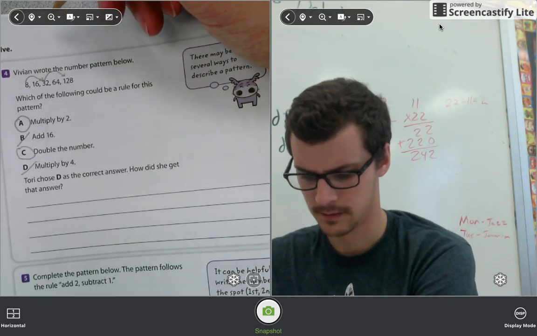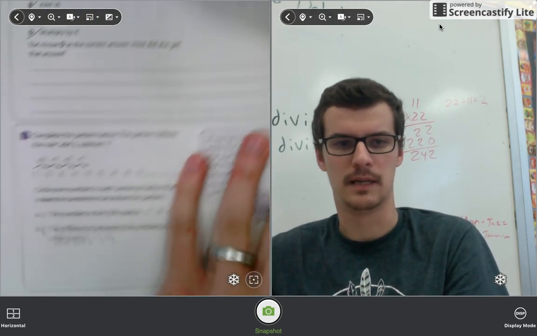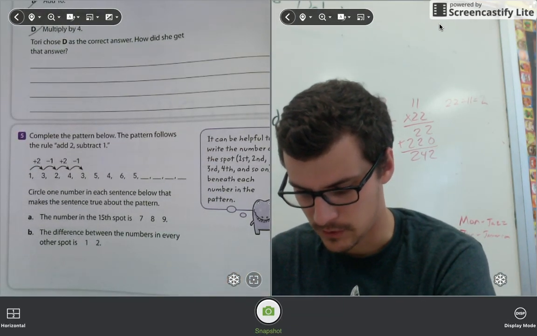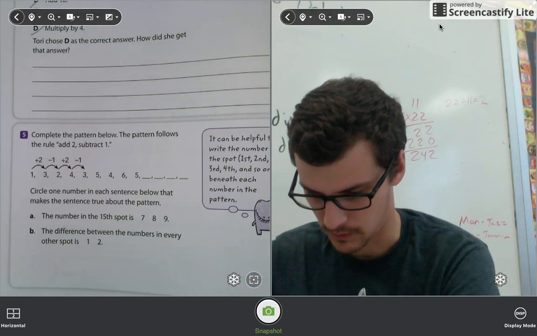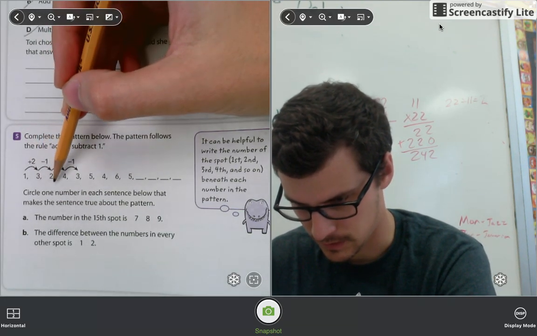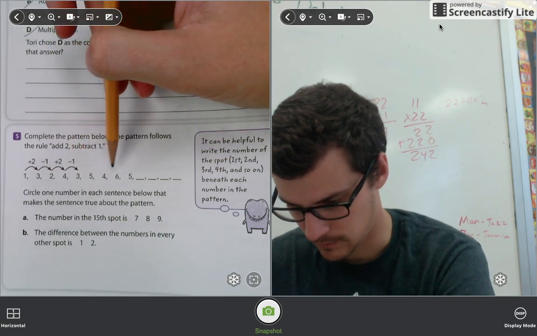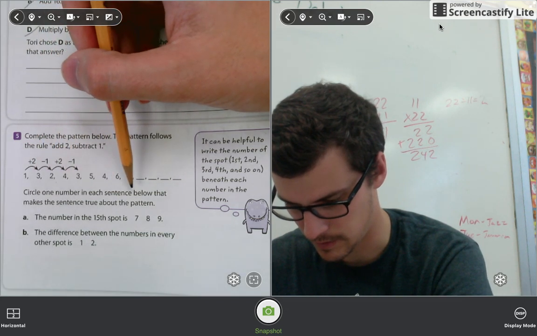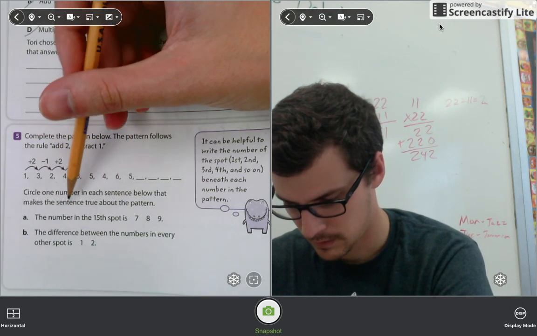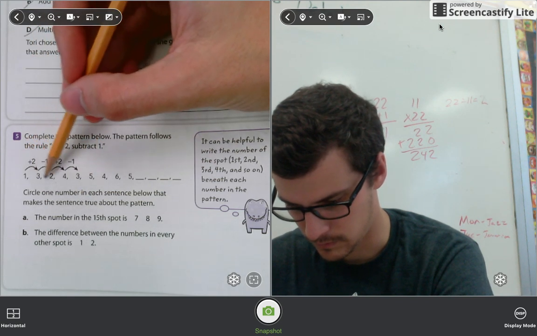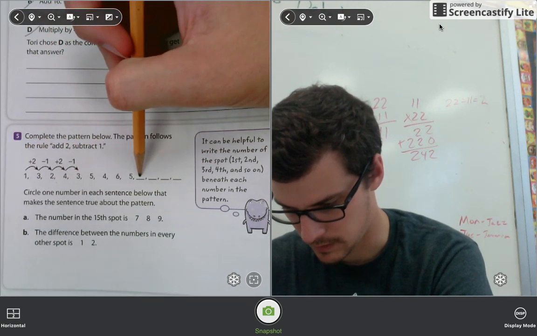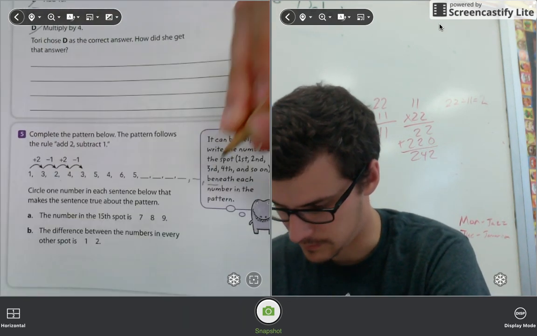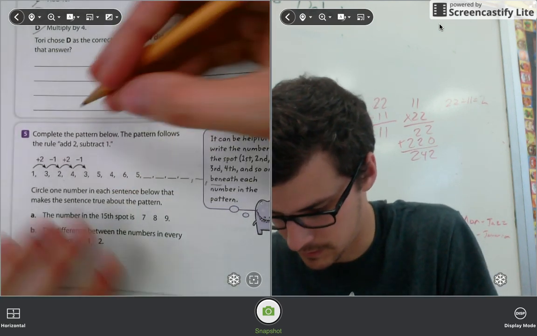So it's not good. And number 5, before we end this video, compare the pattern below. The pattern follows the rule, add 2, subtract 1. So 1 plus 2 is 3, minus 1 is 2. And it wants to know what these numbers are. Circle one number in each sentence below that makes the sentence true about the pattern. Okay, this is 1, 2, 3, 4, 5, 6, 7, 8, 9, 10, 11, 12, 13, 14, 15. So let's find out what the 15th number is.